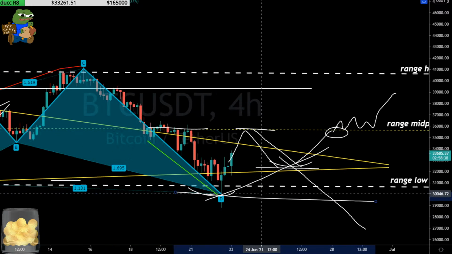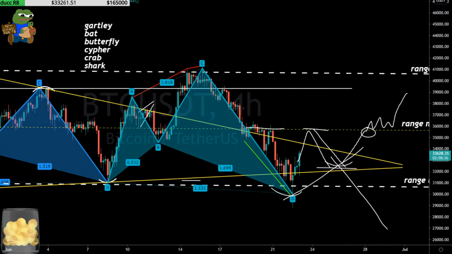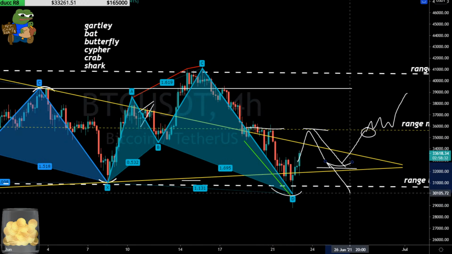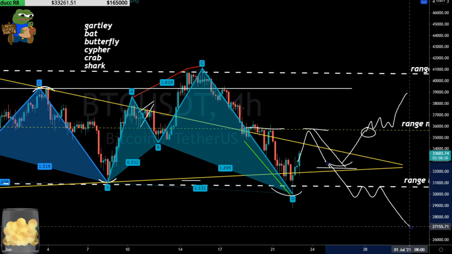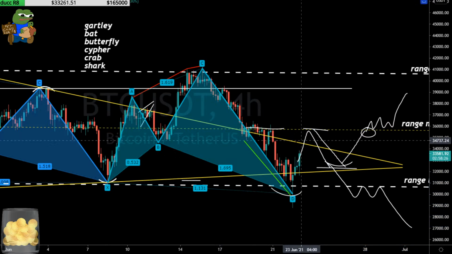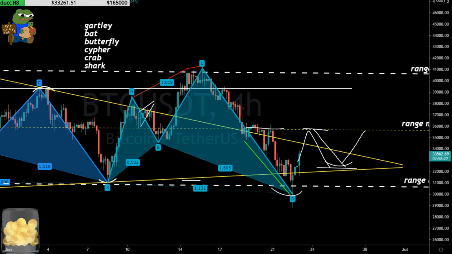So what would tell us something else is coming below this range midpoint and rejecting it, right? All we did was wick below it just slightly, and then we were right back up above it. We only spent a small amount of time below it so far.